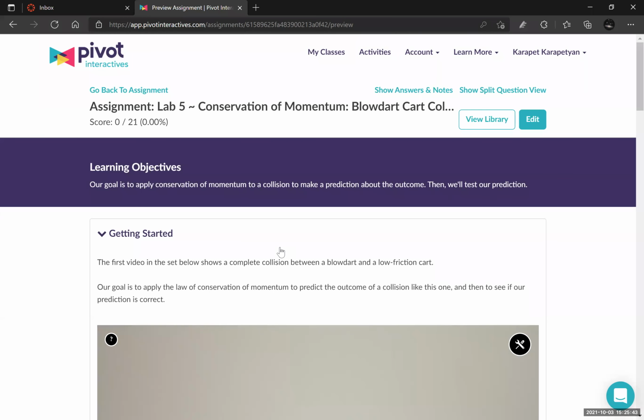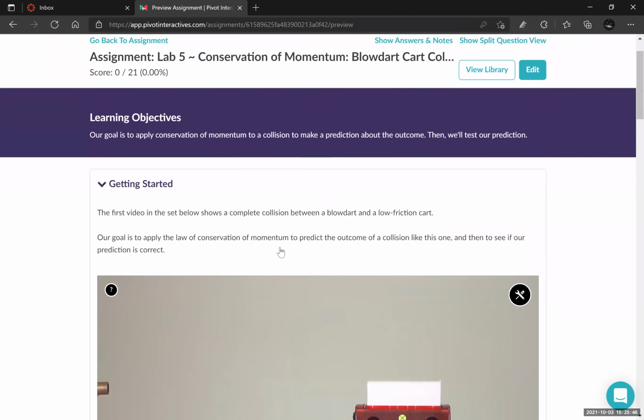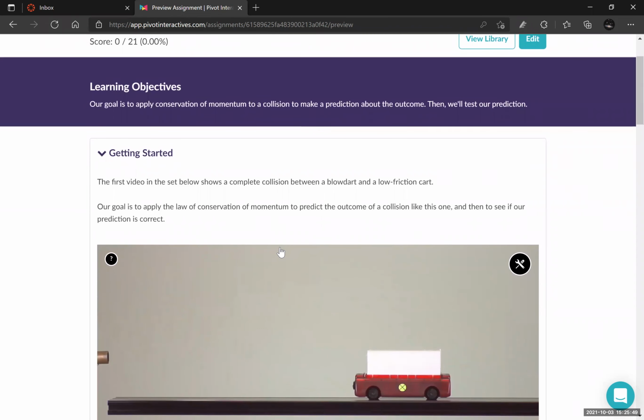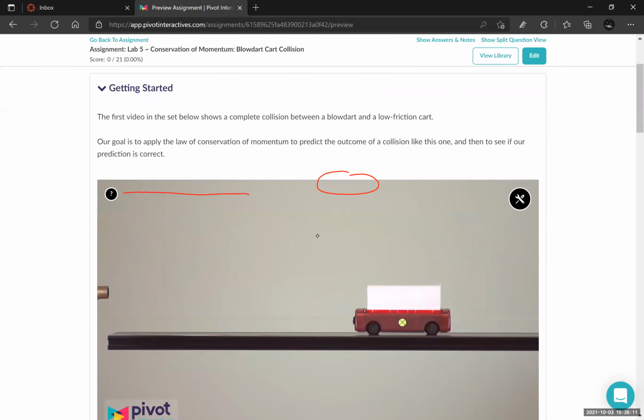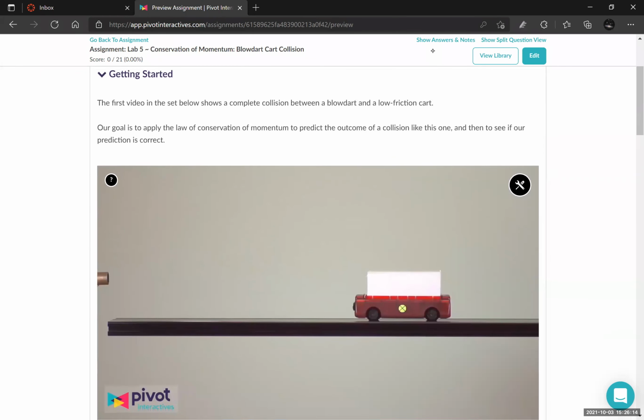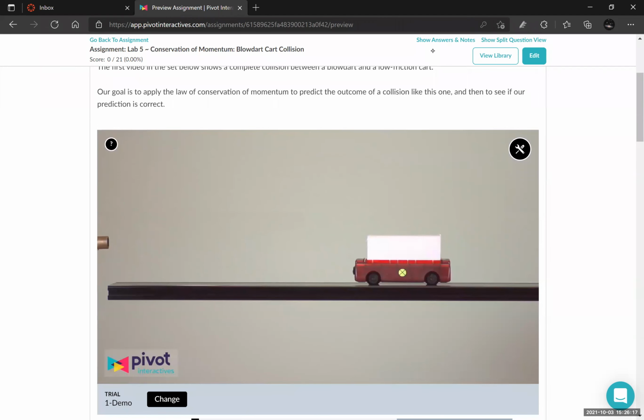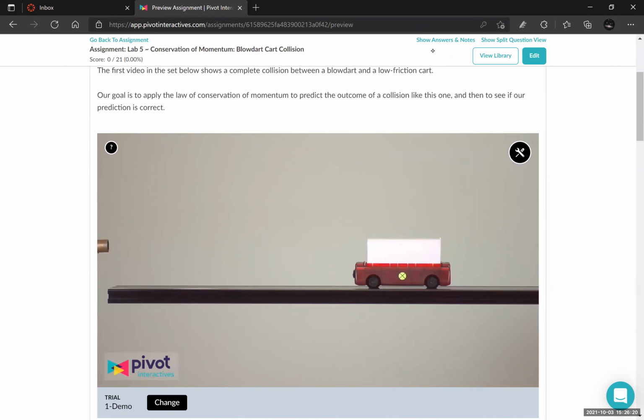In this experiment, we're going to be looking at, again, conservation of momentum. We will be looking at an inelastic collision, where in the video you can see a complete collision with a blow dart and a low friction cart, which means that we can ignore the friction. It's small enough that we can ignore it. So the experiment itself is basically a blow dart shot toward a stationary cart.